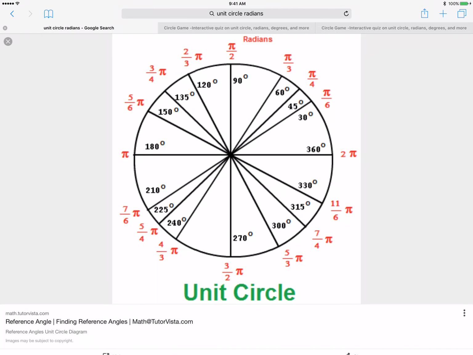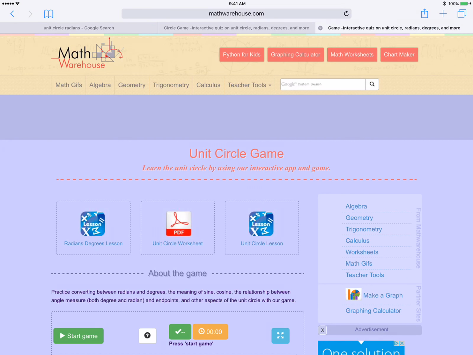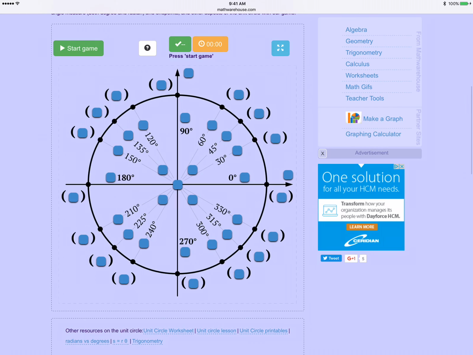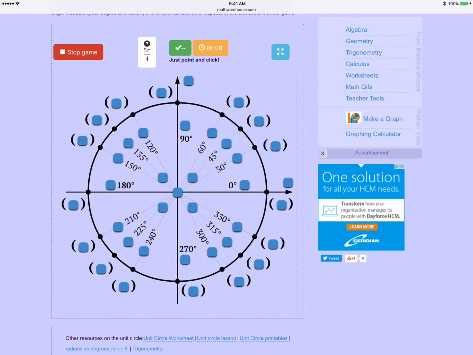So using this, you need to keep it up on your screen. I do not expect you to understand radians at this point. If you do, awesome, you're the best. But if you don't, not a problem. So keep this up on your screen. What we're going to do is we go to our quiz, and we hit Start Game.